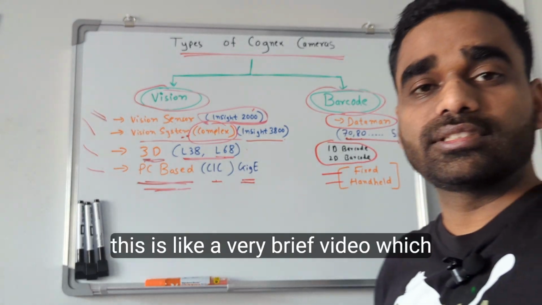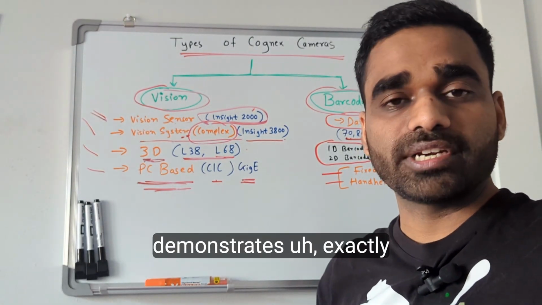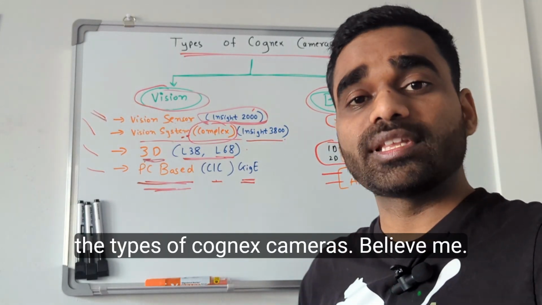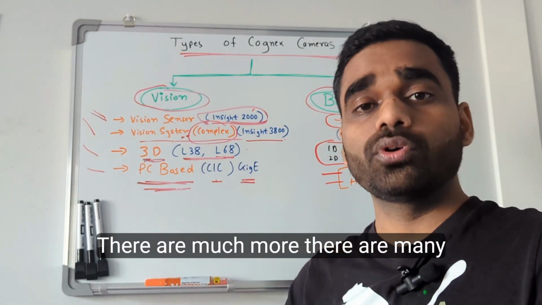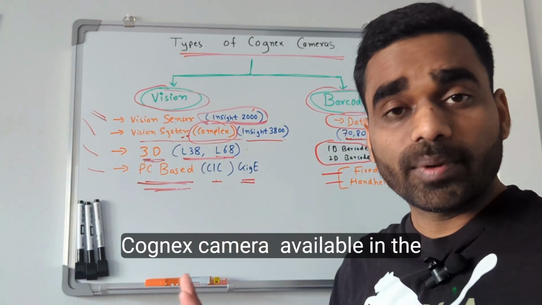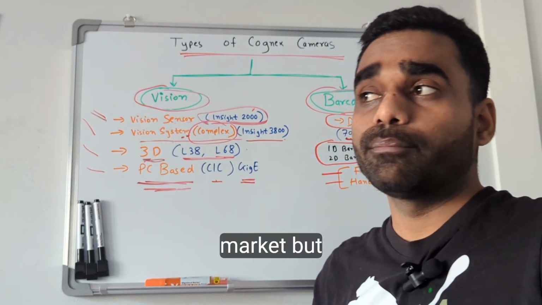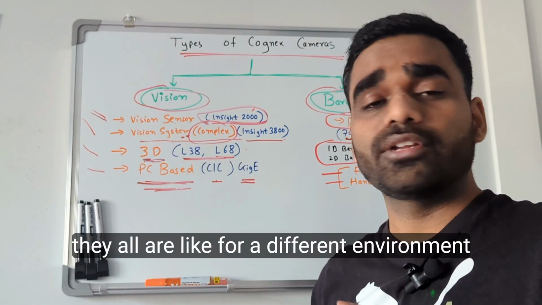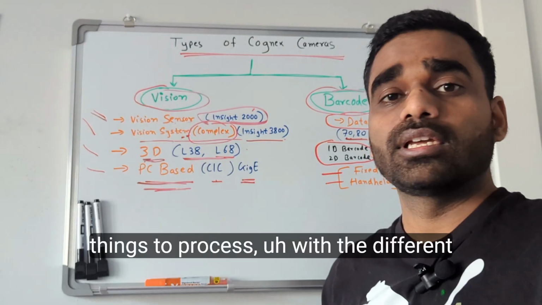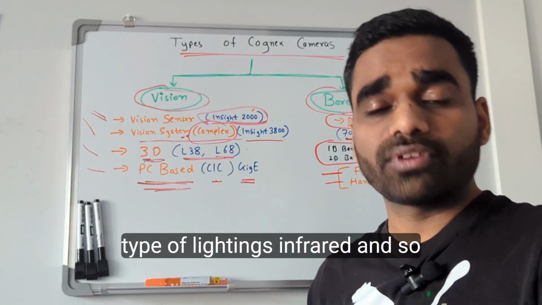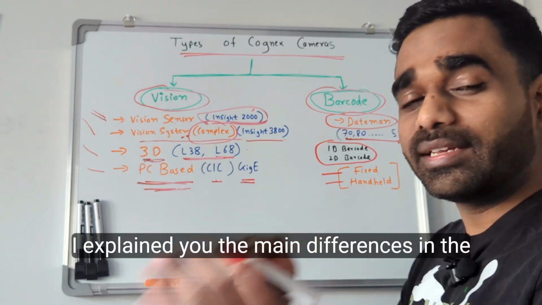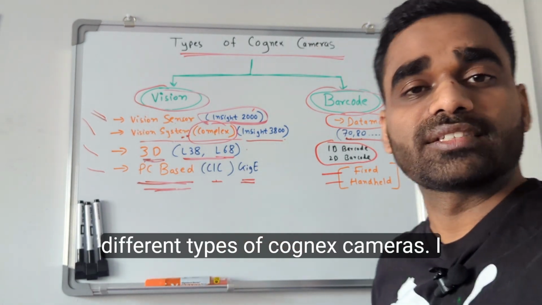So I think this is a very brief video which demonstrates exactly the types of Cognex cameras. Believe me, there are many more different types of Cognex cameras available in the market, but they are all for different environments, for different things to process, with different types of lighting, infrared, and many other things. But I have explained the main differences between the different types of Cognex cameras.